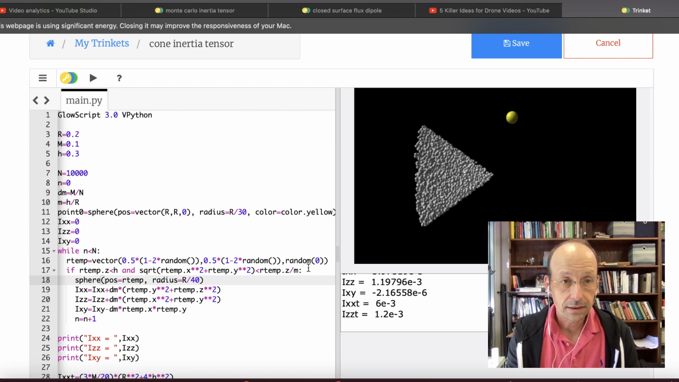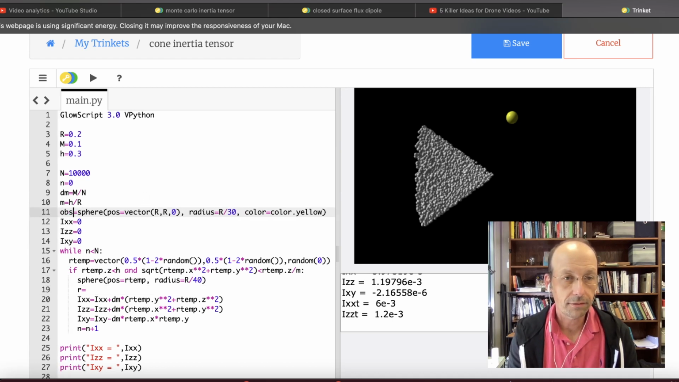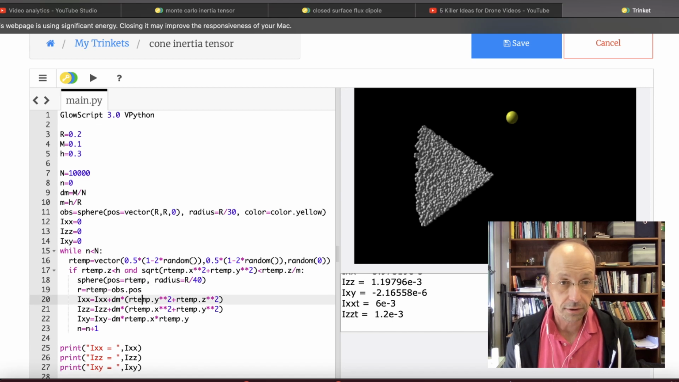So I can say this. Let's do this. R equals, let's call it observation, OBS. So R is going to be the actual point, which is R temp, minus obs.pos. obs.pos is the position of that point. Now down here, I just need to switch all these to R's, because that's my new R. I didn't use R before, did I? I want to make sure I'm not double using R.